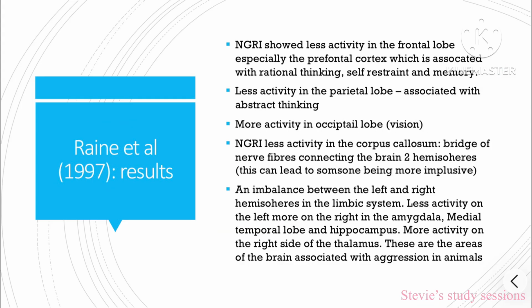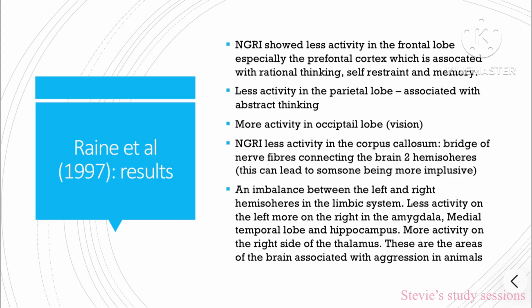Results. NGRI showed less activity in the frontal lobe, especially in the prefrontal cortex, which is associated with rational thinking, self-restraint, and memory. Less activity in the parietal lobe, associated with abstract thinking. More activity in the occipital lobe, associated with vision. Less activity in the corpus callosum, which is the bridge of nerve fibers connecting the 2 hemispheres of the brain. This can lead to someone being more impulsive.